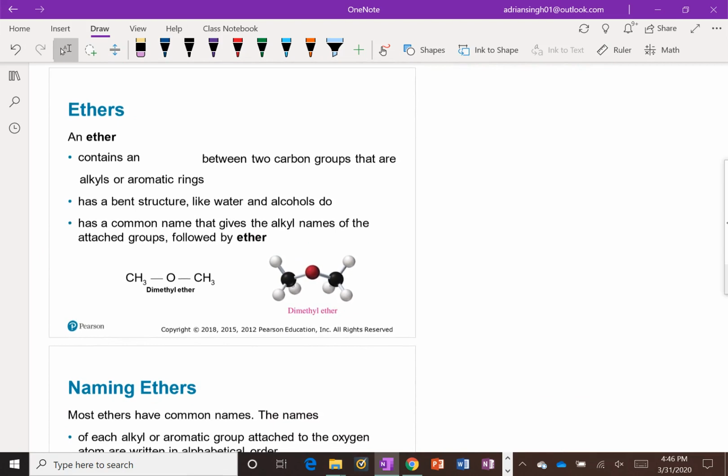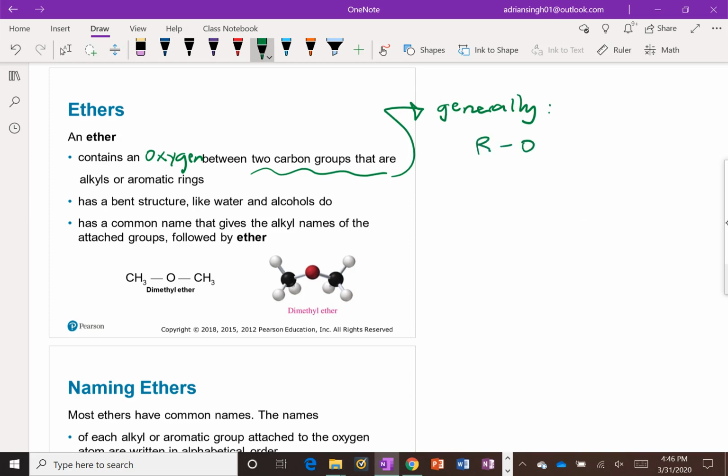Ethers, we saw, contain an oxygen that is sandwiched between 2 carbon groups, and those 2 carbon groups can be anything, right? As long as they contain carbons that are sandwiching the oxygen, then that is an ether. So generally, we can say an ether is ROR, where R is any carbon containing group. It can be a single carbon or it can be 50 carbons long.